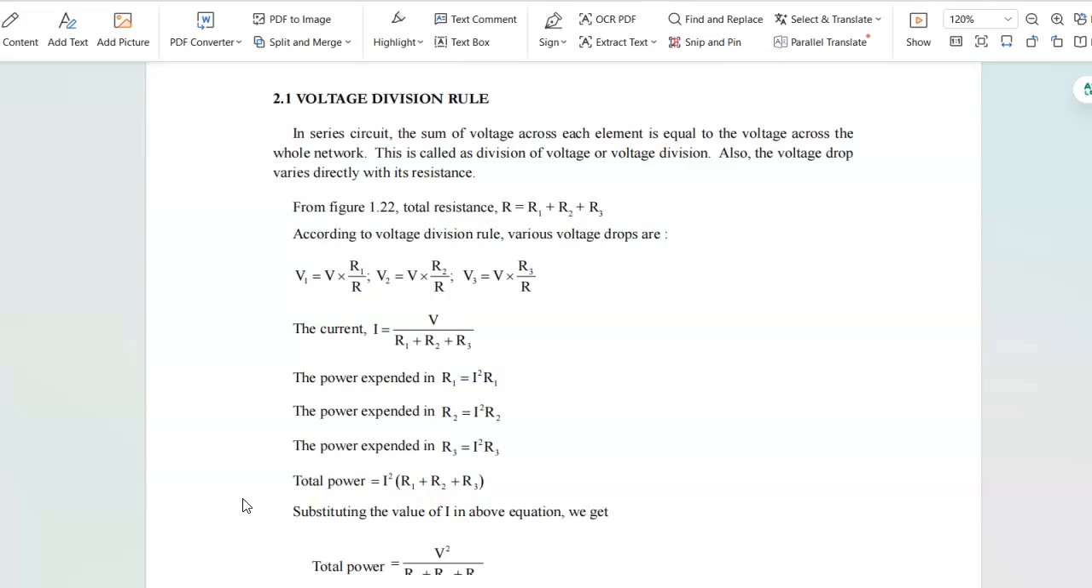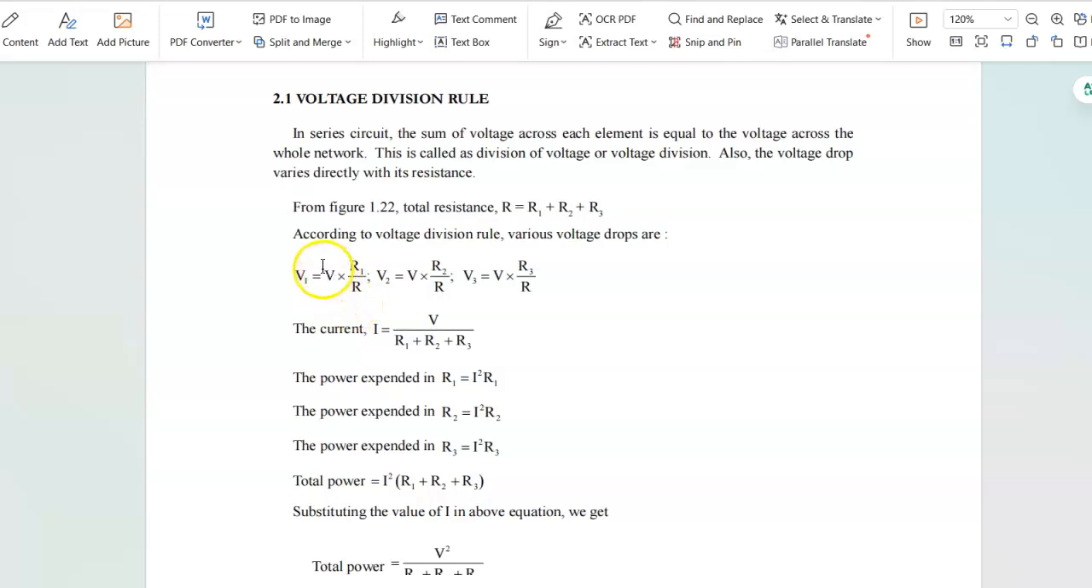So for example, we will take three resistors connected in series combination. Then obviously the total resistance will be the sum of all the three resistances. That is R is equal to R1 plus R2 plus R3. So according to voltage division rule, the various voltage drops are, V1, which is the voltage drop across R1, will be equal to V into R1 by R.